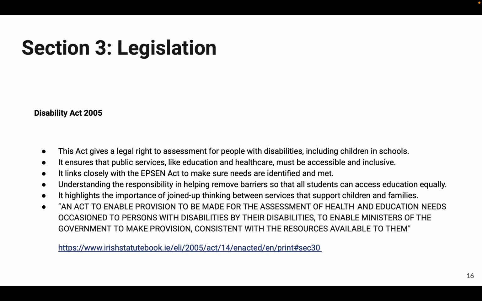Quote: an act to enable provision to be made for the assessment of health and education needs occasioned to persons with disabilities by their disabilities, to enable ministers of the government to make provision consistent with the resources available to them.